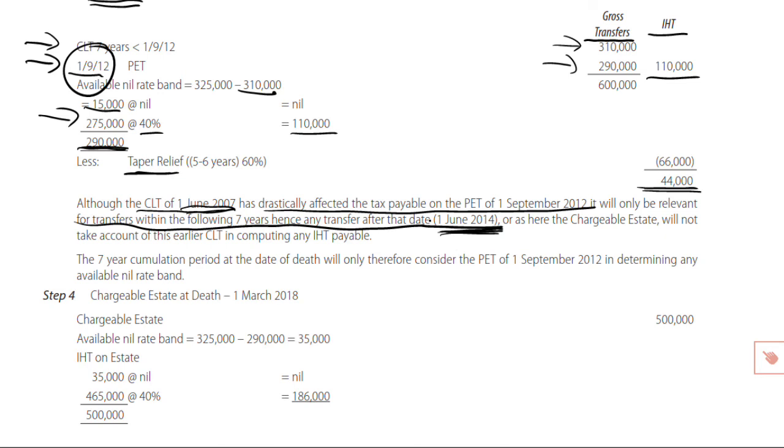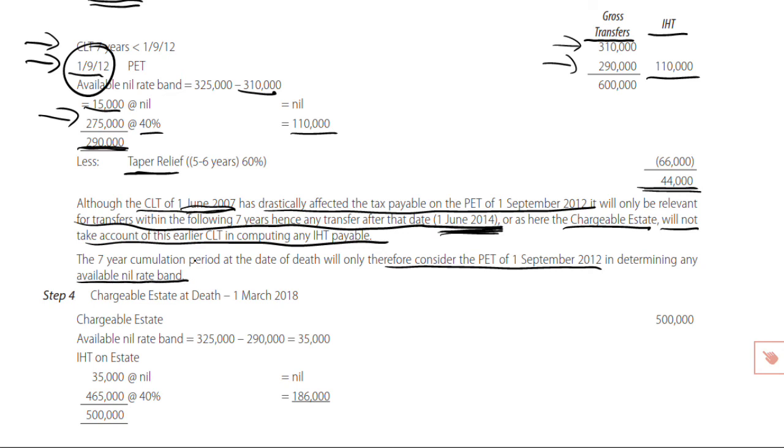Now here, there weren't any PETs or further CLTs made after the 1st of June 14. So what it means is, by the time we tax not another lifetime transfer, but the chargeable estate, that will not take account of the earlier CLT. We're only going to tax the chargeable estate by reference to what happened in the 7 years before the date of death. And that therefore means it will only pick up, will only consider the PET of the 1st of September 12 in determining the available nil rate band at the date of death.